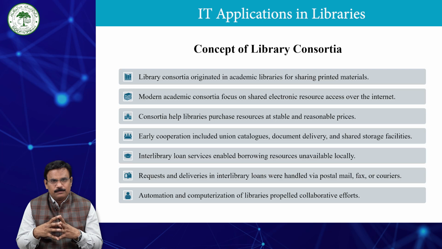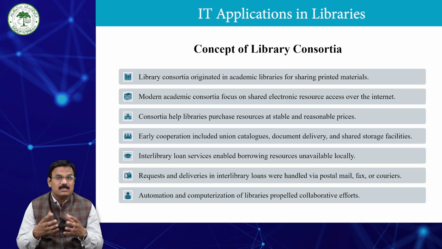More elaborately, the concept of library consortia first emerged in academic libraries, which initially formed consortia to share printed materials. Today, academic libraries create consortia primarily to provide shared access to electronic resources over the internet, often on a statewide basis, a task too challenging for a single library to manage alone. By forming a consortium, libraries can purchase resources at more stable and reasonable prices.